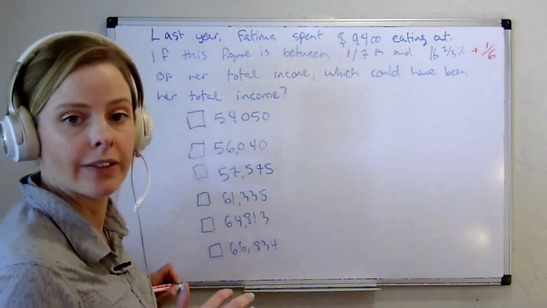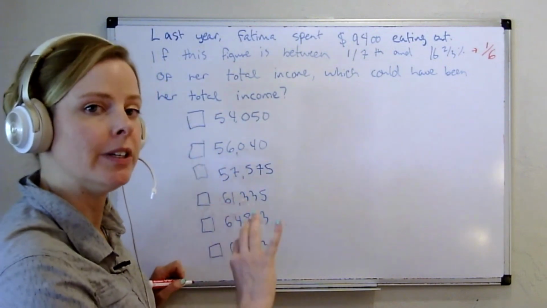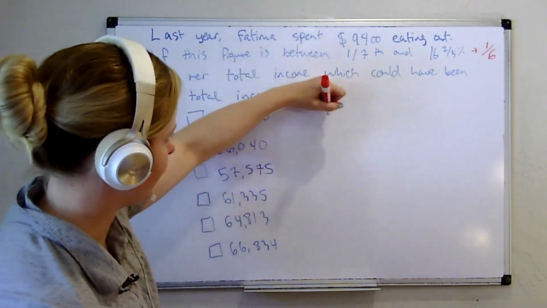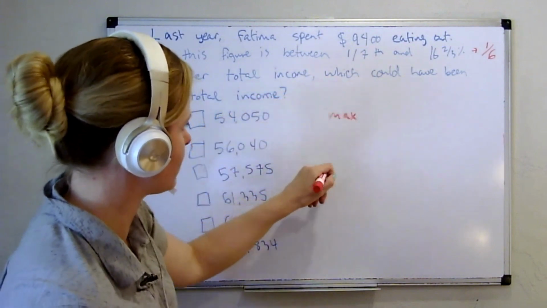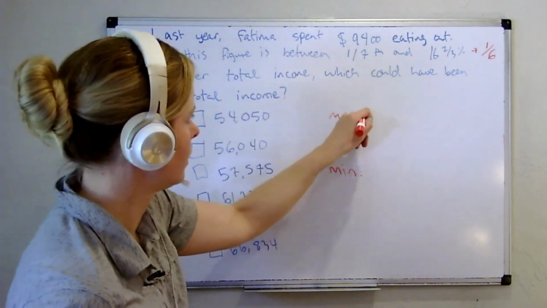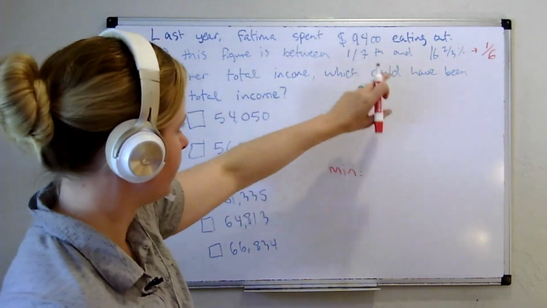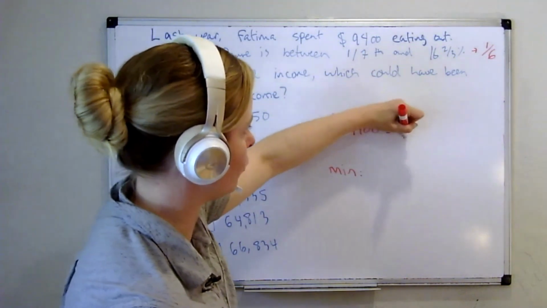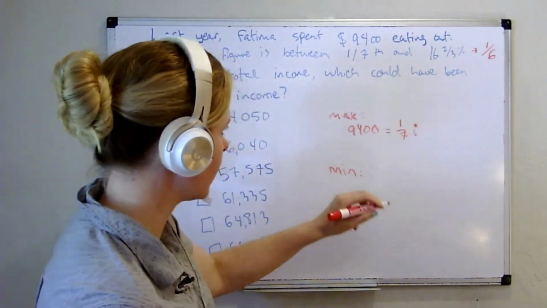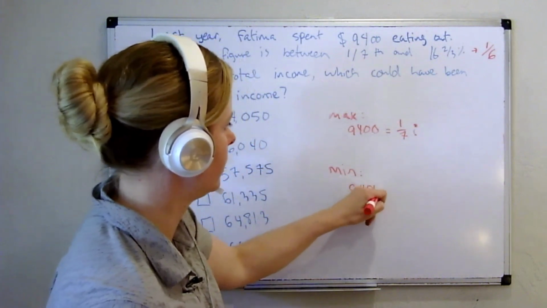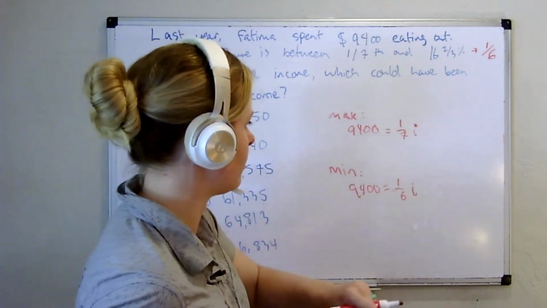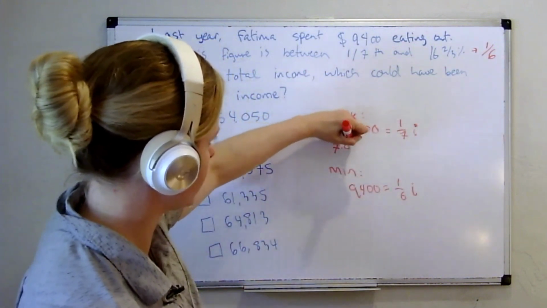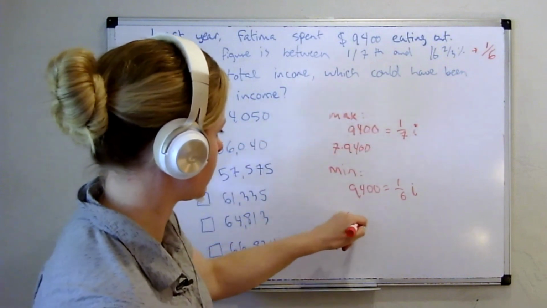And it's also good to note that this is one of those questions with those boxes, which means that multiple of these answer choices could be correct. So let's go ahead and figure out her maximum salary and her minimum salary. So for her maximum, we know that 9,400 is equal to 1/7 of whatever that income is. And then for her minimum, we know that 9,400 is equal to 1/6 of whatever that income is. If we solve for the income here, then we would get 7 times 9,400. Here we would get 6 times 9,400.